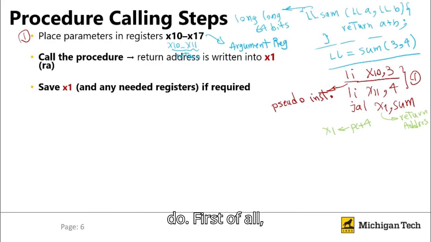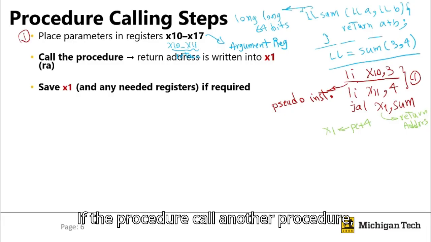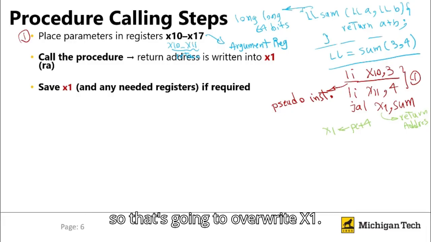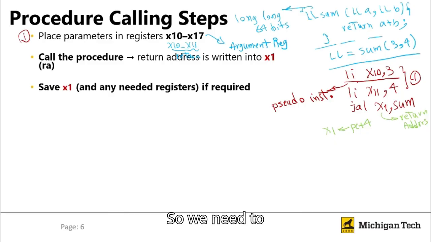Okay, let's see what we need to do. First of all, why do we need to do that? Because x1 always contains the return address. If the procedure calls another procedure, that is going to overwrite x1. So we need to save it in memory. So how do we do that? To use the stack, this is step 2, step 3.